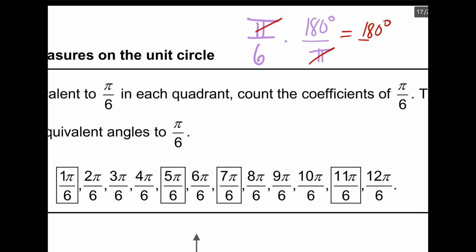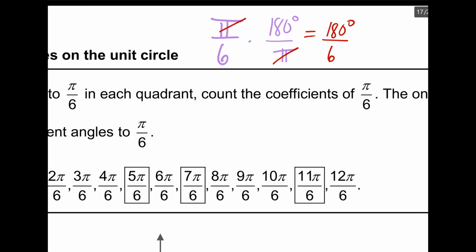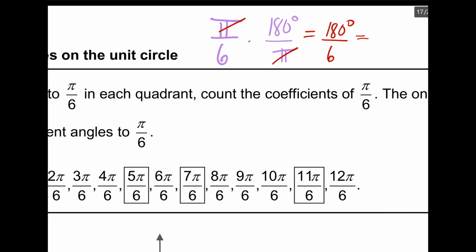This is a trick because we did something super similar to this before. 180 divided by 6 is 30. So this is 30 degrees. We have an idea of where 30 degrees is thanks to geometry. Yes, Jonah? It's between 0 and 90, more towards 0.